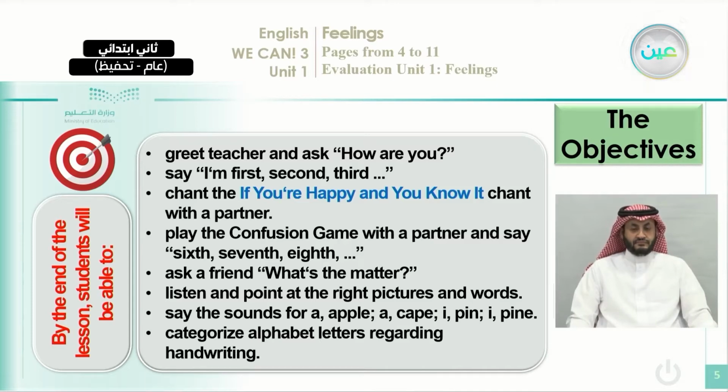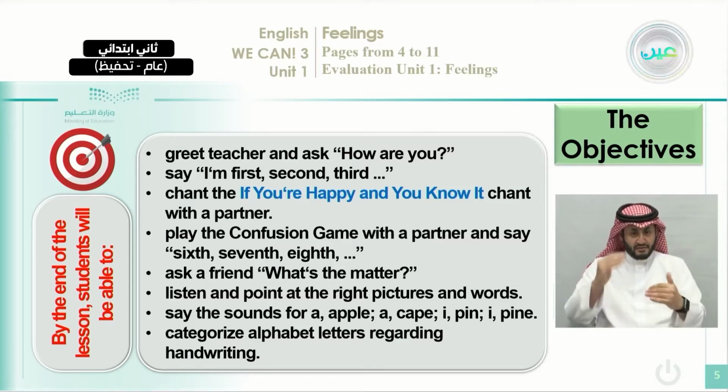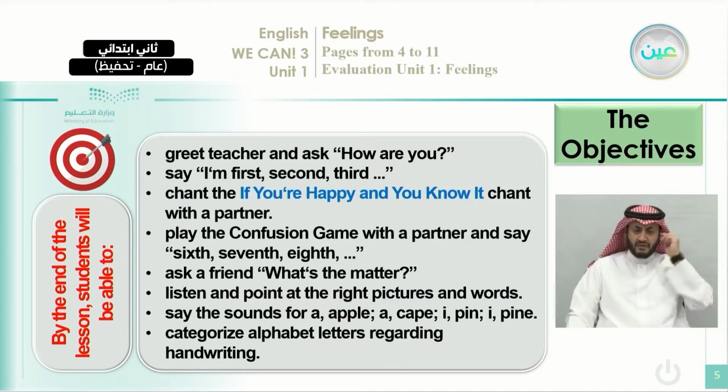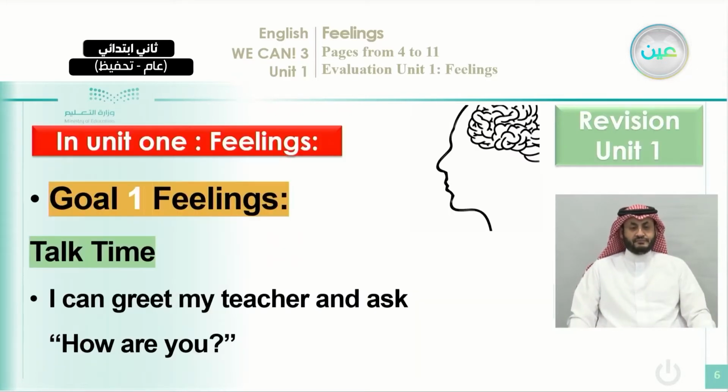The last objective of today is how the student is going to categorize the alphabet letters regarding handwriting. If we have time at the end of this class, we can teach you some rules about handwriting. Now we start with the first goal that we studied in this unit, and you know that we have 8 goals that we are going to go through in this lesson.